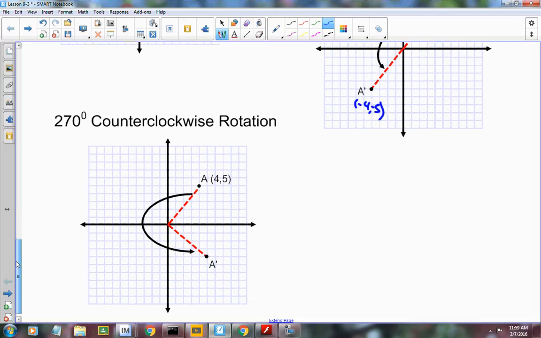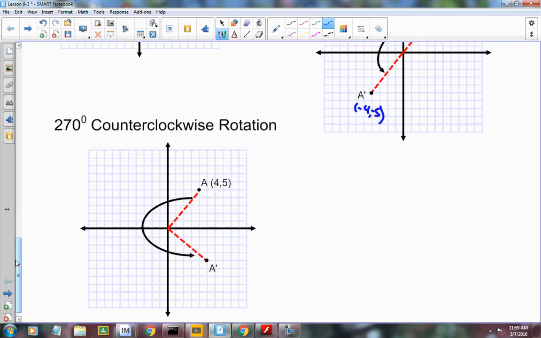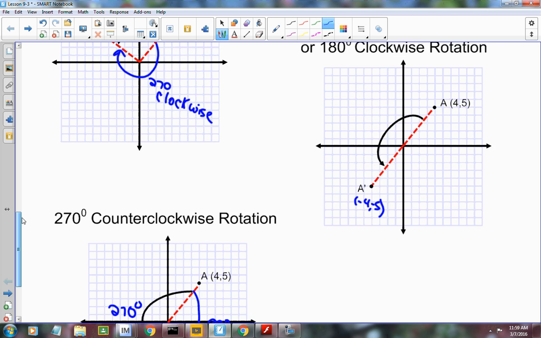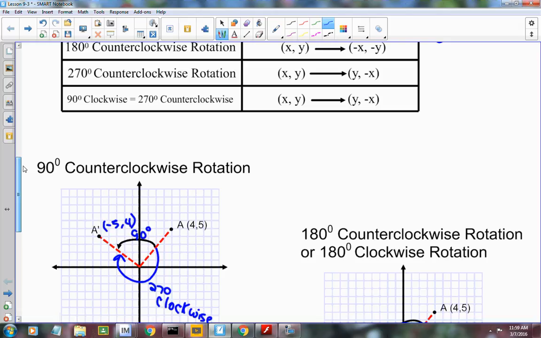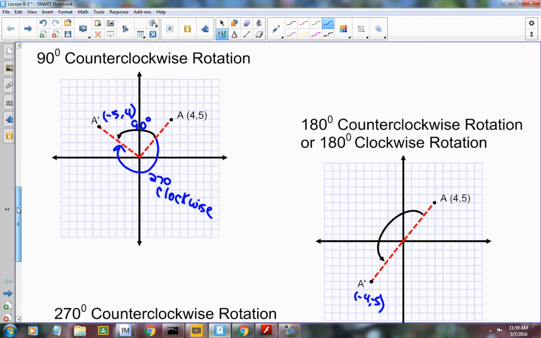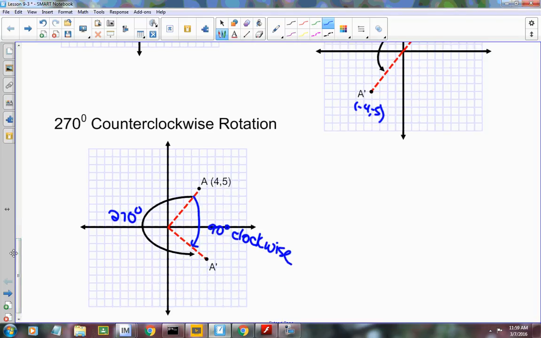Then we want to talk about a 270 counterclockwise rotation, which is going to be the same as a 90 degrees clockwise. Okay, and the rule for it is you change the x-coordinate and they switch places. So if my point is at (4, 5), then I'm going to change the 4 to negative and it becomes (5, -4).